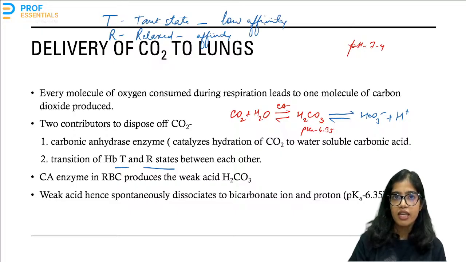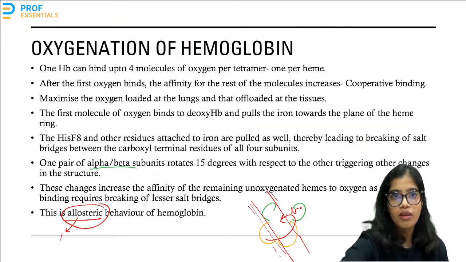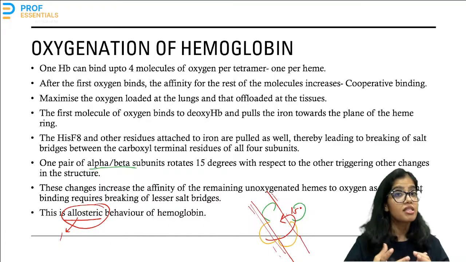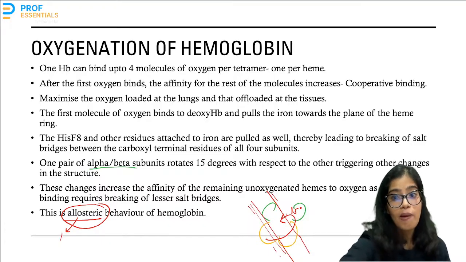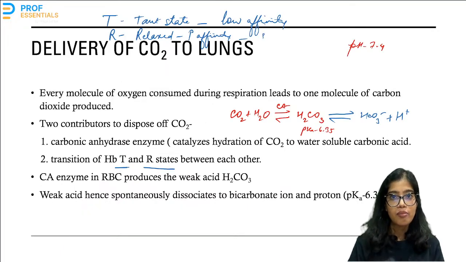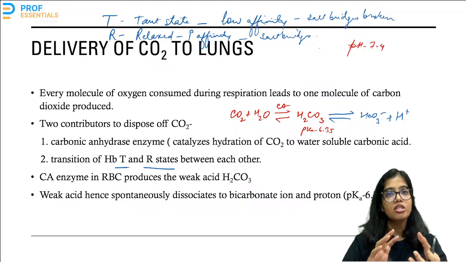So what is the state that we are talking about here? You see, the salt bridges that were broken. The broken salt bridges state, that is the taut state. And the state which had the salt bridges, here the salt bridges are present. Oxygen is going to come and get attached to it. Here the salt bridges are broken. That is the state where the salt bridges are broken.